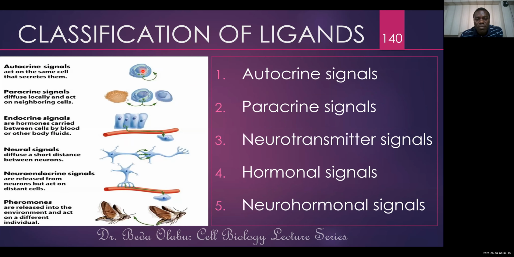Paracrine is where the target cells are within the neighborhood. Neurotransmitter is where a neuron releases a chemical, and that chemical goes to another neuron. Hormone is where a cell releases a chemical into the bloodstream to go to a distant target cell. Neurohormone is where a neuron releases a chemical into the bloodstream. You may have heard of pheromones. Those may not really apply in humans per se.